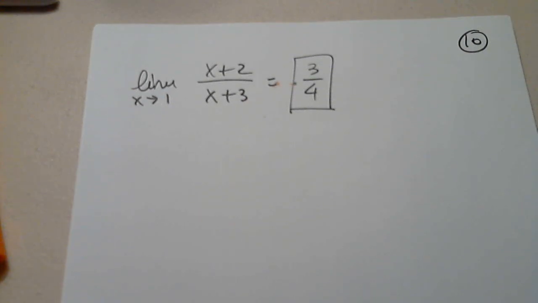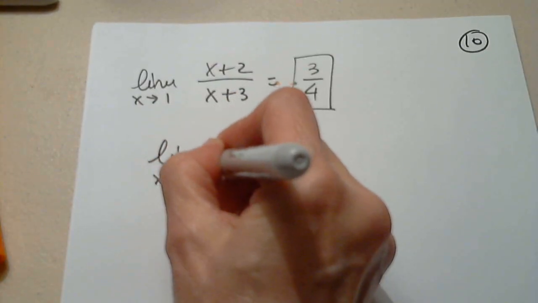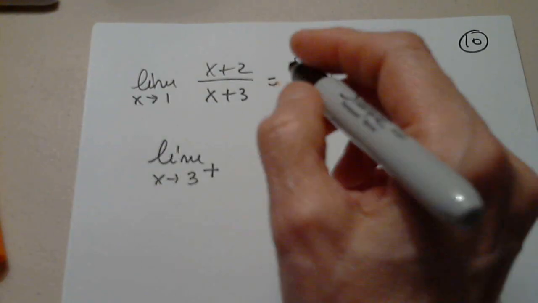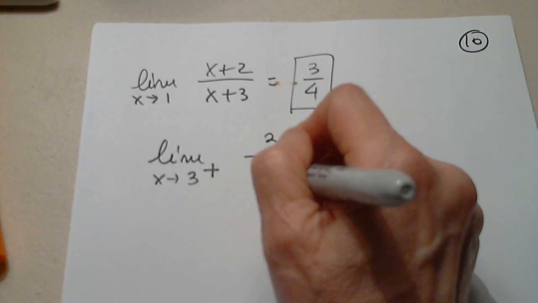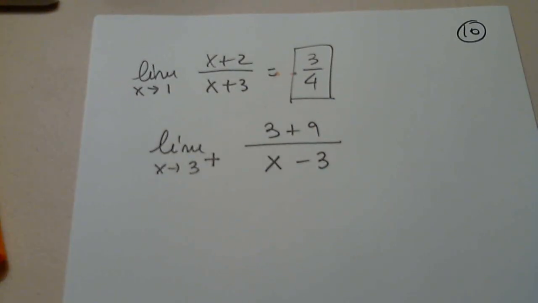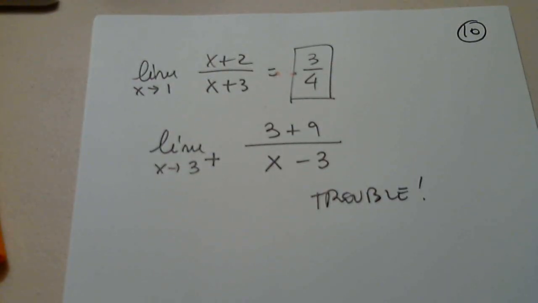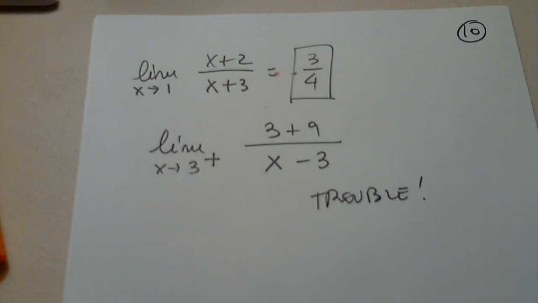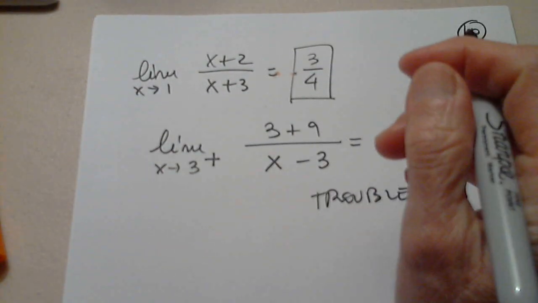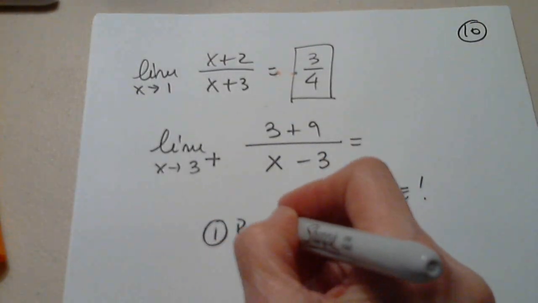Now, what do I do in this situation? Let's say I have the limit as x approaches 3 from the right of x plus 9 over x minus 3. And this is trouble. Big one. Every time I am asked to find a limit, 99% of the cases, I have to plug it in. So my first step is plug in.